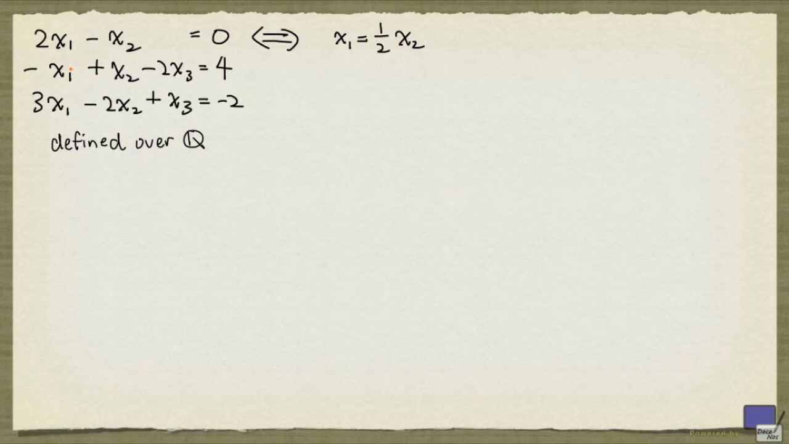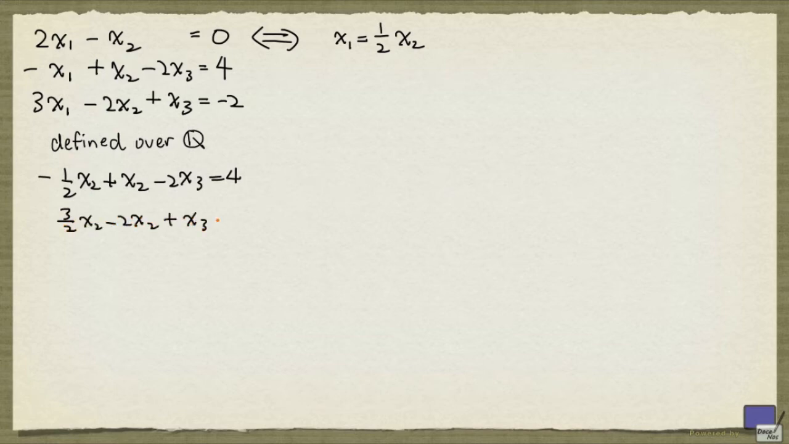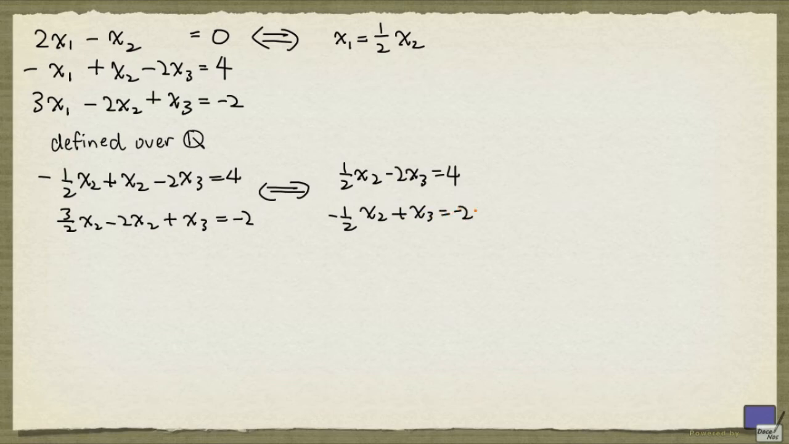And we're going to do that for the second and third equations. So replacing x1 with 1/2 x2 in the second equation gives us minus 1/2 x2 plus x2 minus 2x3 equals 4. And replacing x1 with 1/2 x2 in the third equation gives us 3/2 x2 minus 2x2 plus x3 equals minus 2. And simplifying gives us the following. 1/2 x2 minus 2x3 equals 4, and minus 1/2 x2 plus x3 equals minus 2.